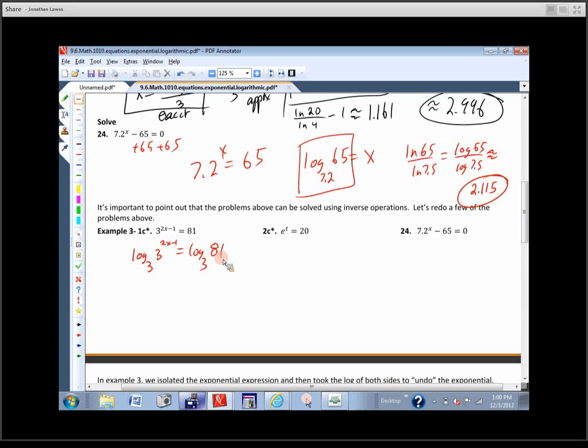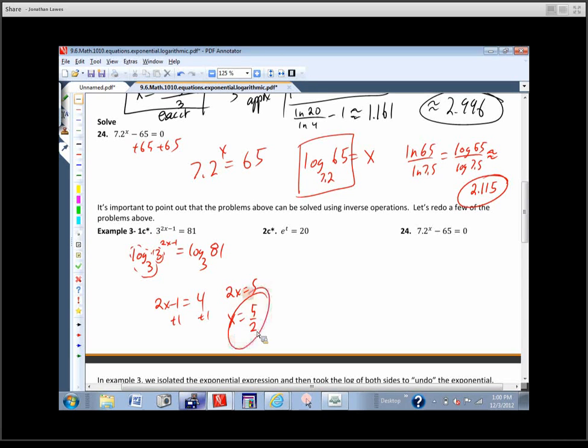What does log base 3 do to exponential base 3? Yeah, okay, they undo each other would be the best way to describe it. So we end up with 2x minus 1 equals, and what is log base 3 of 81? Log base 3 of 81 is 4. Then I can move that over. So I'd add 1. So I get 2x equals 5. So I get x equals 5 halves.